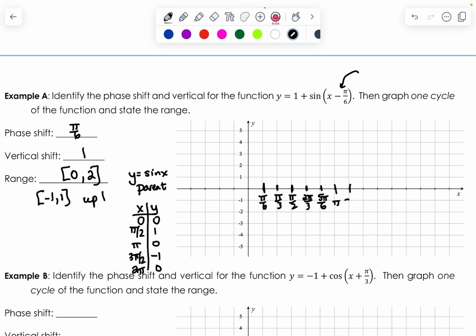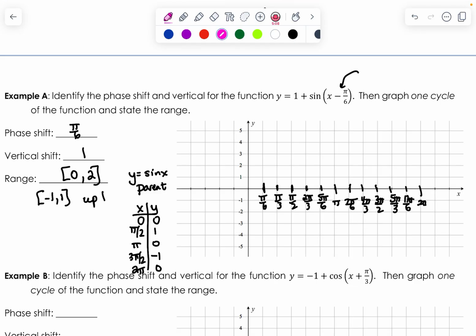We could go 7 pi over 6. 8 pi over 6 is 4 pi over 3. 9 pi over 6, 10 pi over 6, 11 pi over 6, and 2 pi. You don't have to label every single point, but I thought this first time, let's go ahead and do that.